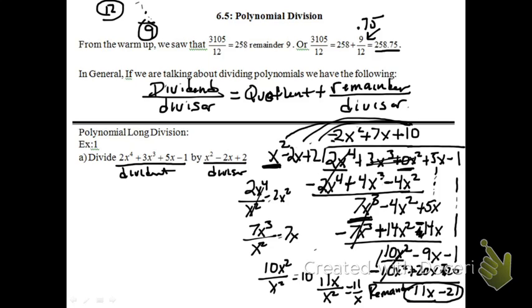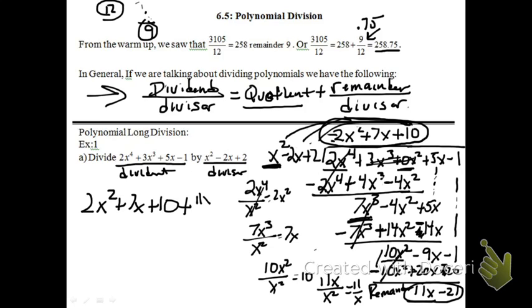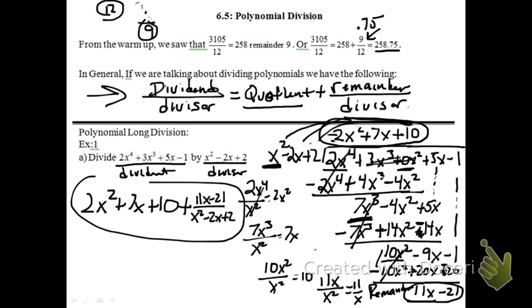So to finish off the problem, guys, I'm going to go back to here. When you divide, you get a quotient plus remainder over divisor. Our quotient is right here. It was a 2x squared. I think that little negative in front was really just a line from a step. It was just a positive 2x squared plus 7x plus 10. That's our quotient. Plus, we got to do the remainder, which was 11x minus 21, over the divisor, x squared minus 2x plus 2. So the result of this division problem is that crazy looking expression.